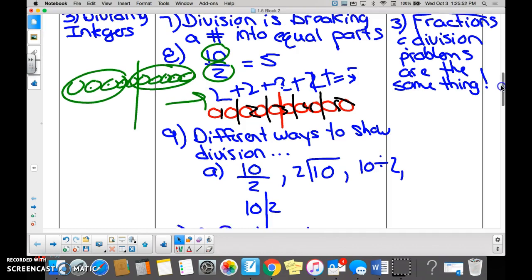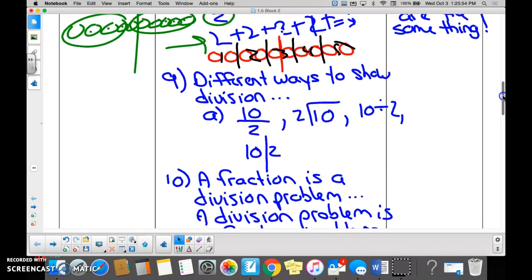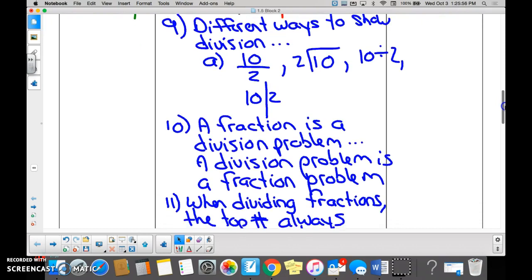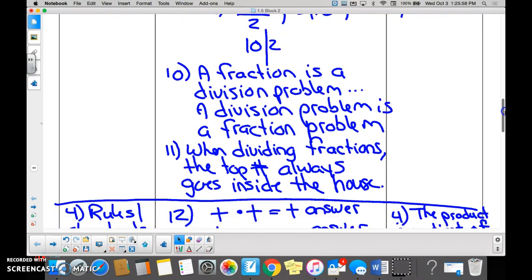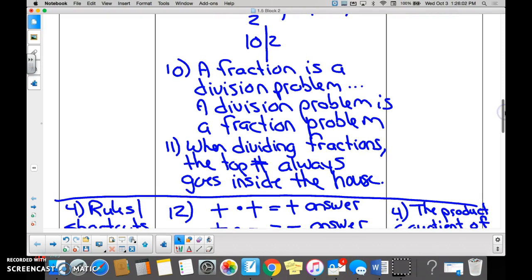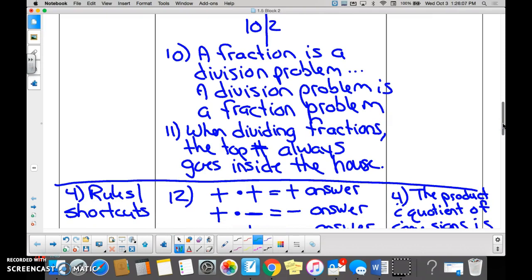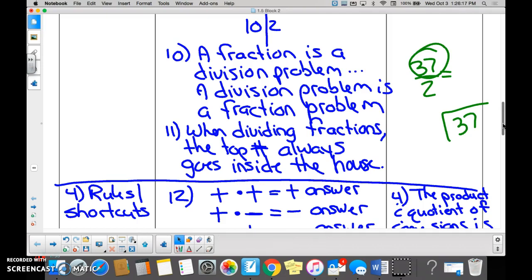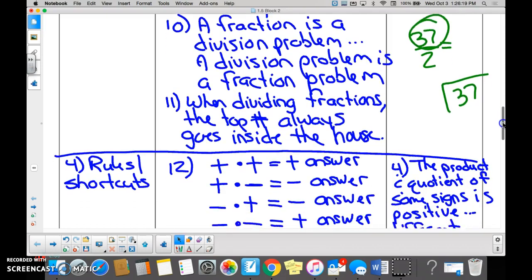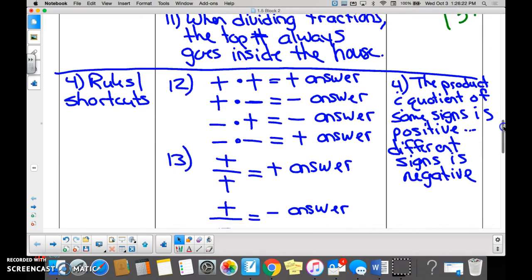And then we talked just a little bit about division and the fact that it can be written a whole bunch of different ways. I said a fraction is a division problem. You guys knew that, right? And a division problem is a fraction. And then really quick, if I have 37 divided by 2, and I wanted you to show your work, which number goes inside the house? 37, or the top number, right? Yes. Okie dokie.